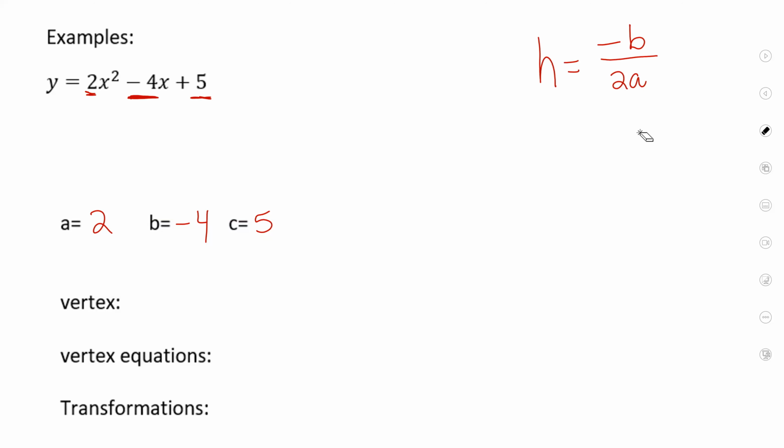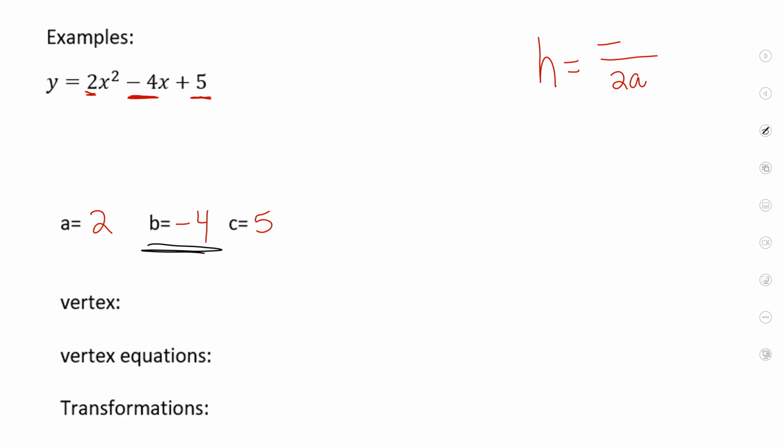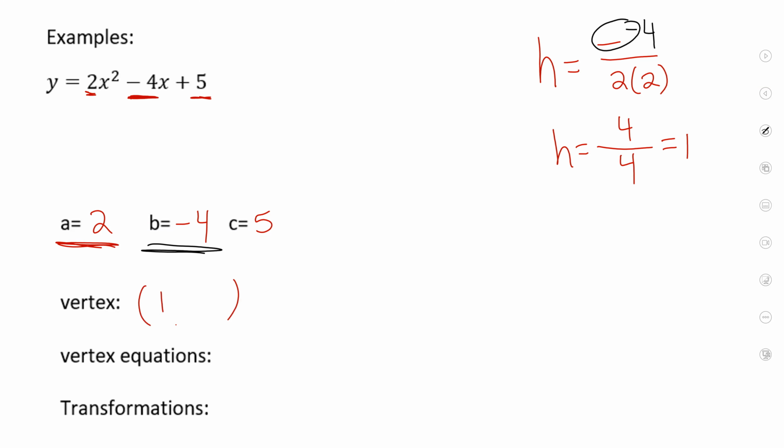So I'm going to erase B, and what should I put in its spot? -4. Yes, the two negatives will become positive, okay? Now I'm going to erase A, and what do I put in its spot? 2, right here. A value is 2, so I'm going to plug in 2. So when we evaluate this, H will be equal to 4 divided by 4, which is just 1. So I know that my vertex will be at 1, and we have to figure out what the Y value or the K value of the vertex is.